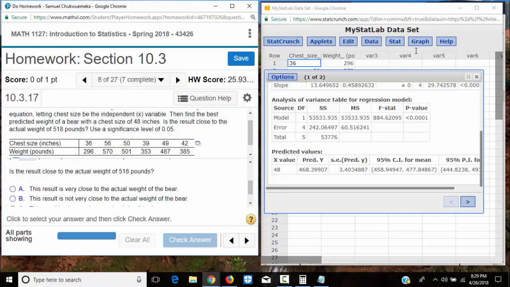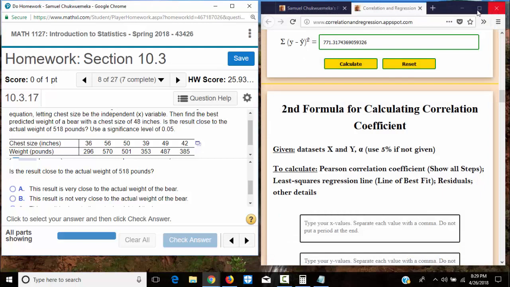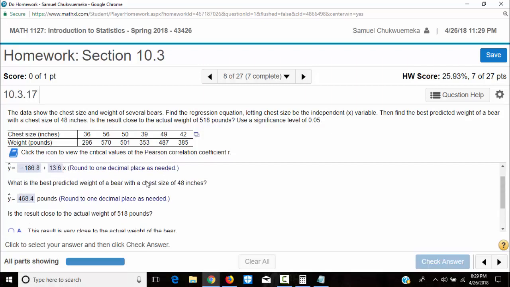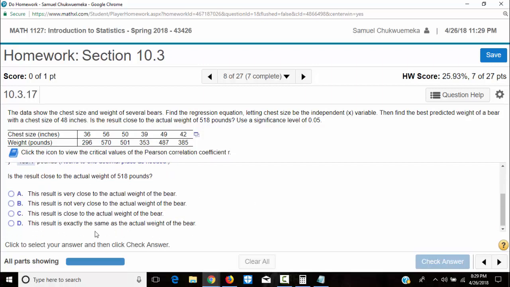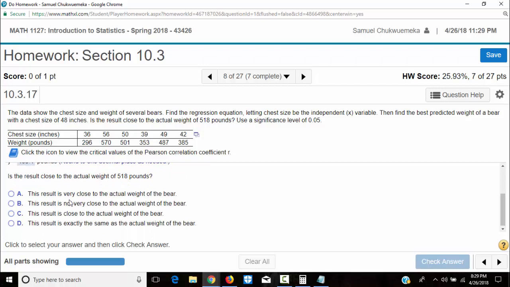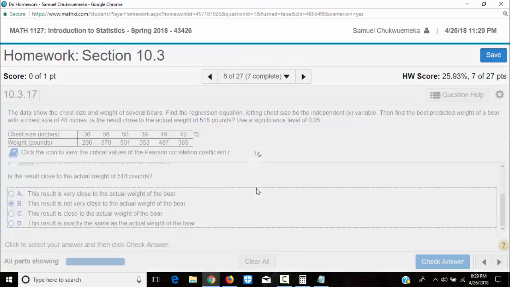And when you're finished with StatCrunch, you can just close it right away. Close it. Is the result close to the actual weight of 518 pounds? No, it's not. The result is not close. So option B is most likely the choice in this case. So it's not close to that.